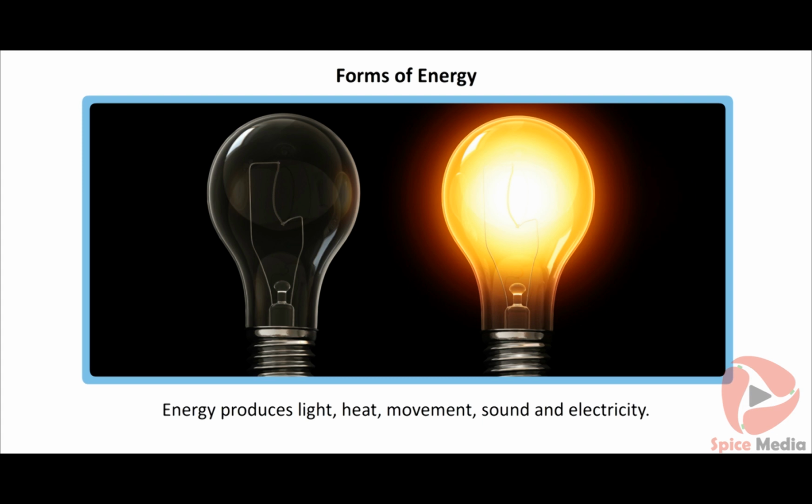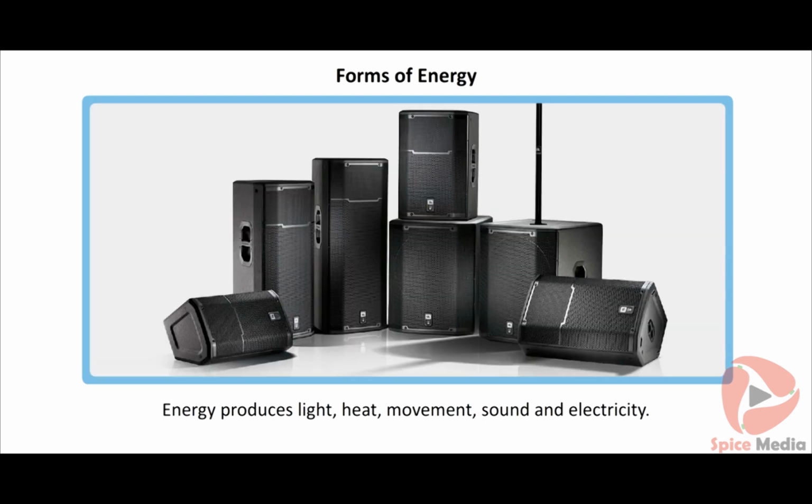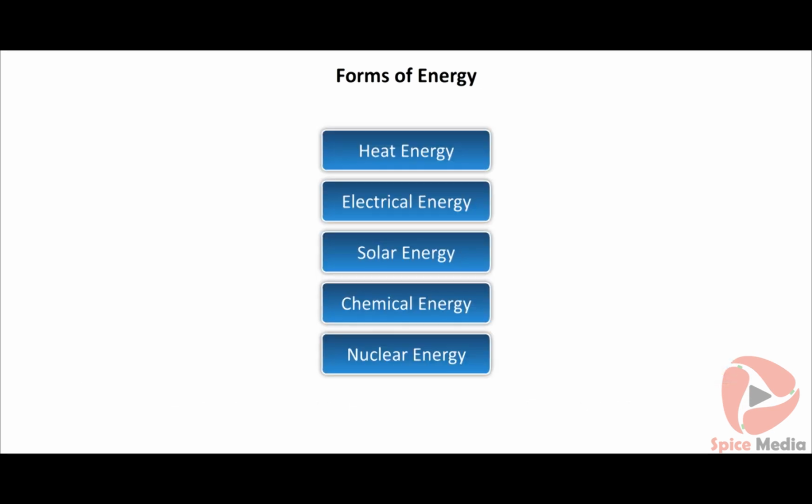A glowing bulb converts electrical energy to light energy. A stove converts fuel into heat, and a loudspeaker converts an electrical signal to sound. Click each button to know the different forms of energy and their applications.